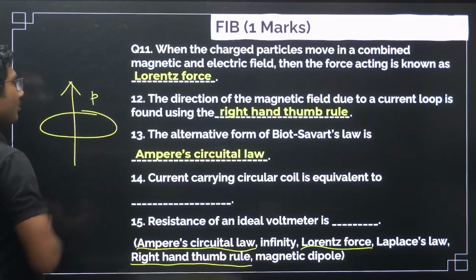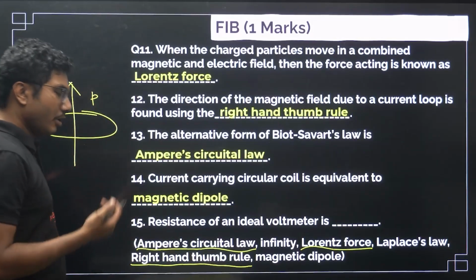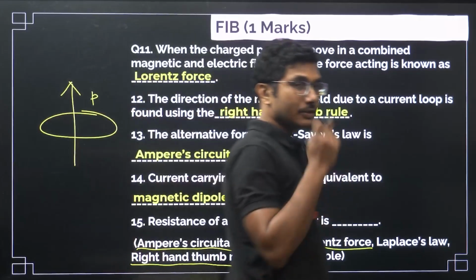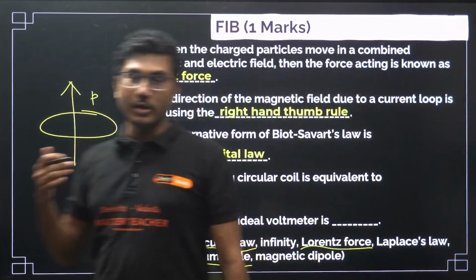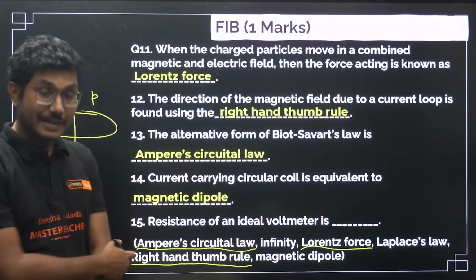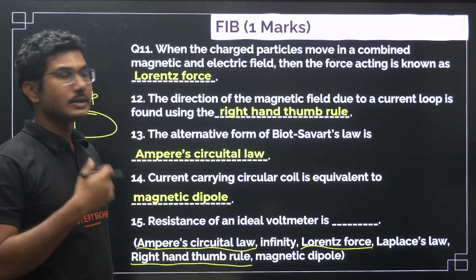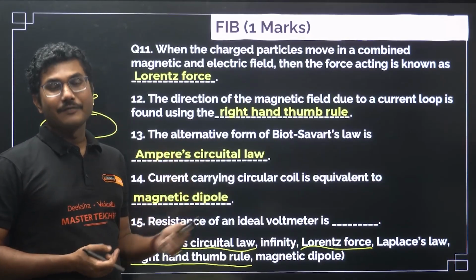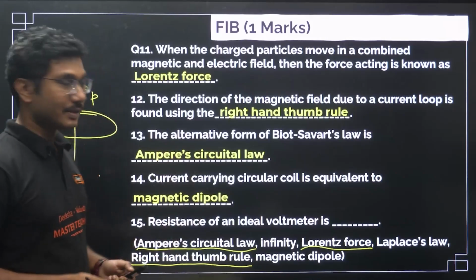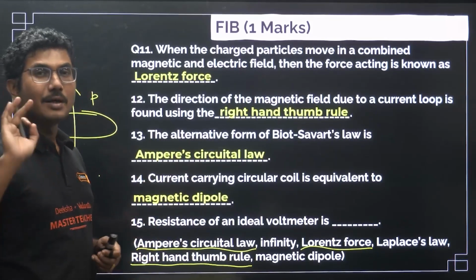A current carrying circular coil is equivalent to a magnetic dipole. In fact, a solenoid can be considered a magnet because it consists of multiple loops or coils. That is why it gives a magnetic field similar to that of a magnet. So a current carrying circular coil is the same as a magnetic dipole.